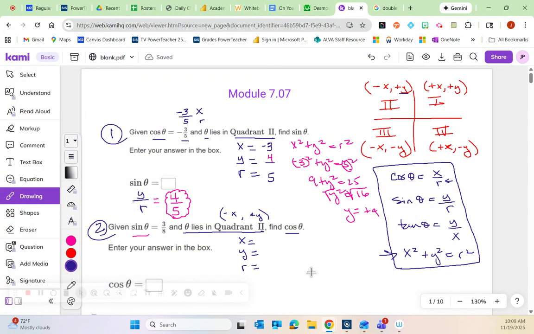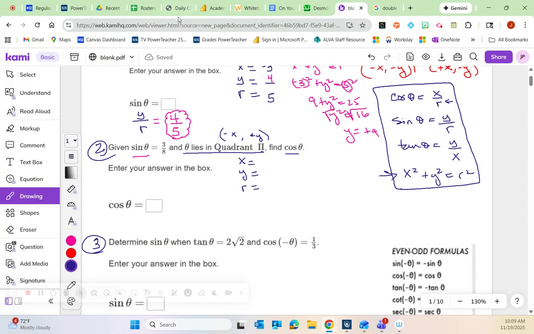So I always kind of think about what I'm looking for and what I need to find. Cosine is x over r by the formula. So if we know sine is 3 over 8 and theta lies in quadrant 2, sine is y over r. So that means I know my y is 3, and it's positive 3 because I'm in quadrant 2. The y is positive, and my radius is 8. So I don't know my x, but I know my x is going to be negative.